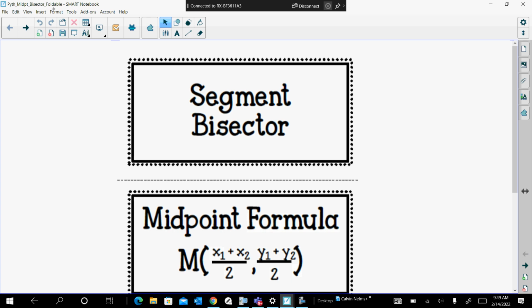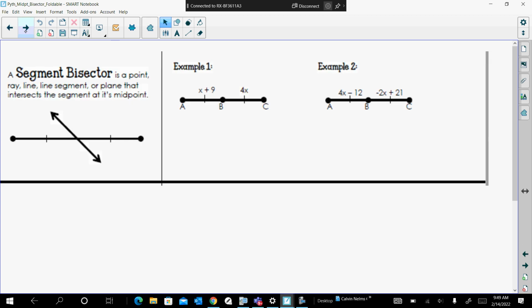Okay, so most of this is review, but we're just going to talk about the formula and how to apply it graphically, or just apply it and evaluate the formula. Alright, so the segment bisector tab, that part is review. It does give you a definition to explain what a bisector is. It could be a point, ray, a line segment, or plane, basically that intersects the segment at the midpoint.